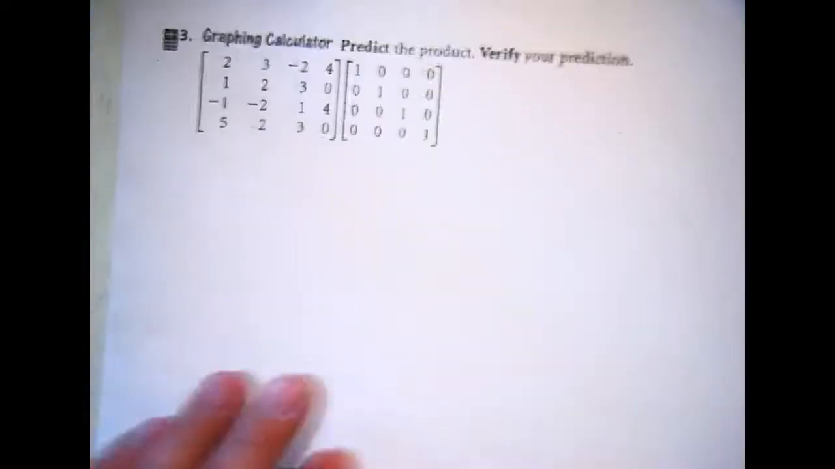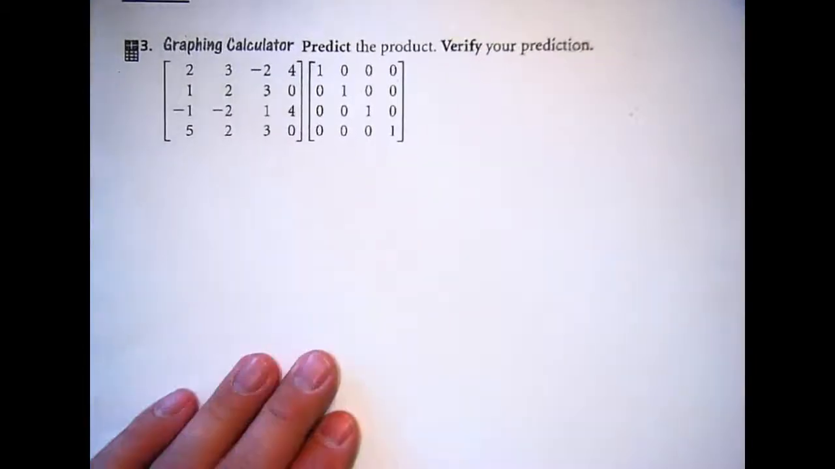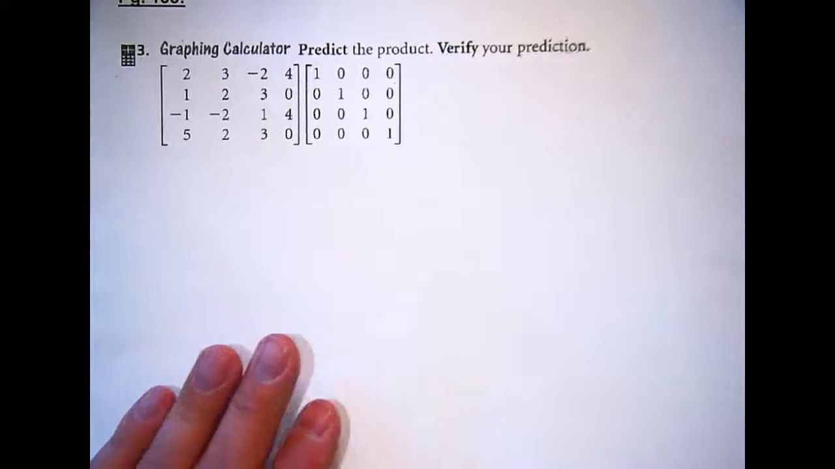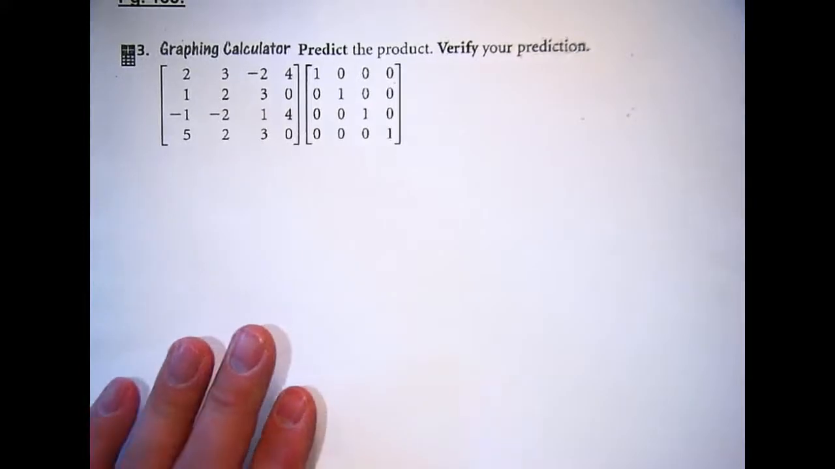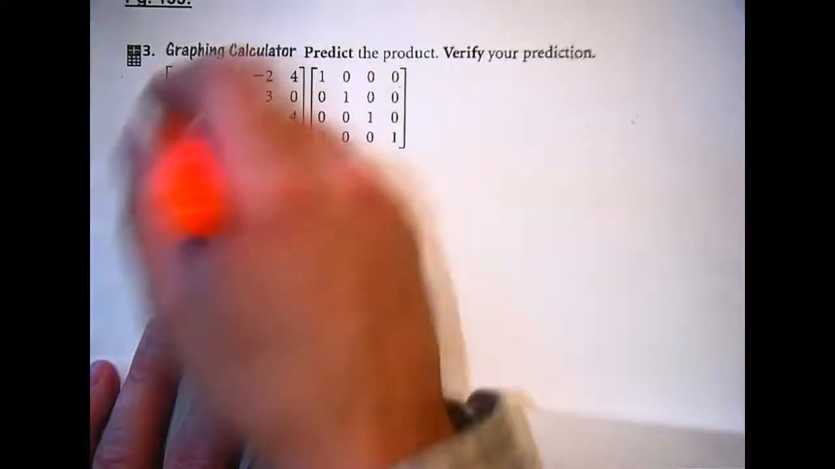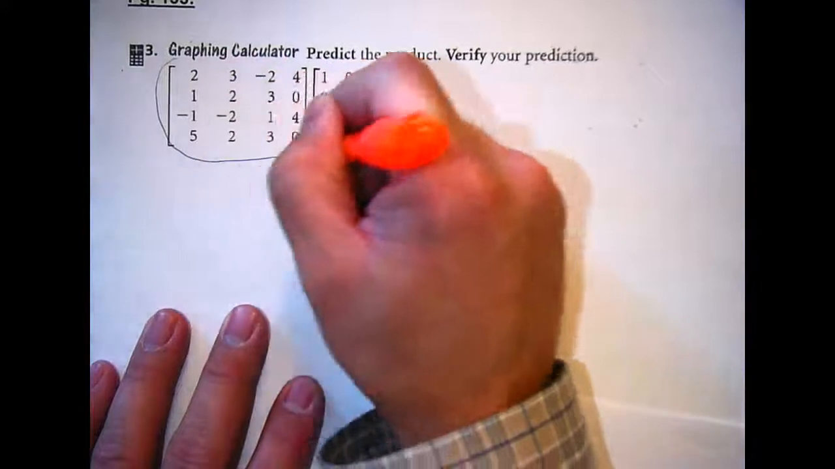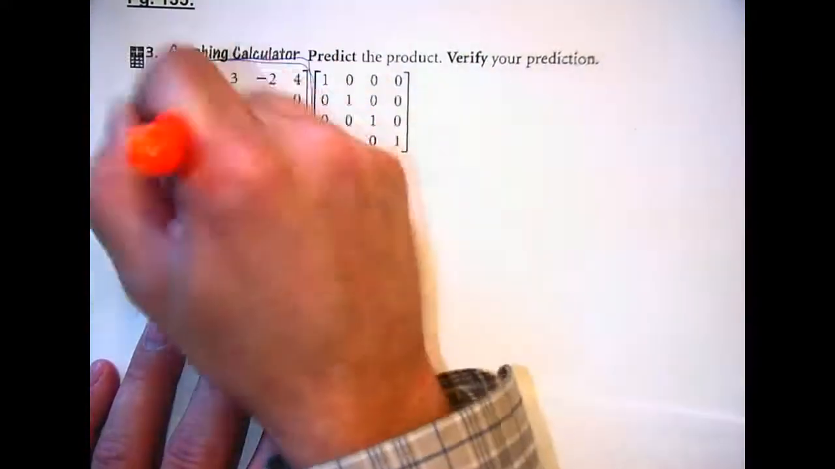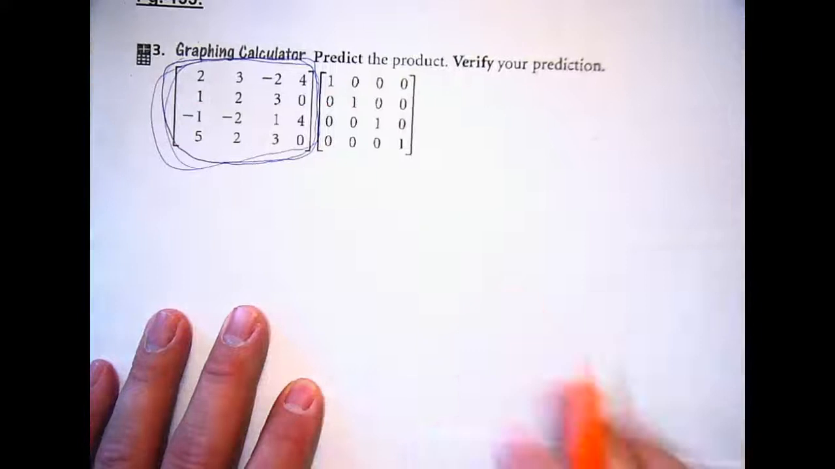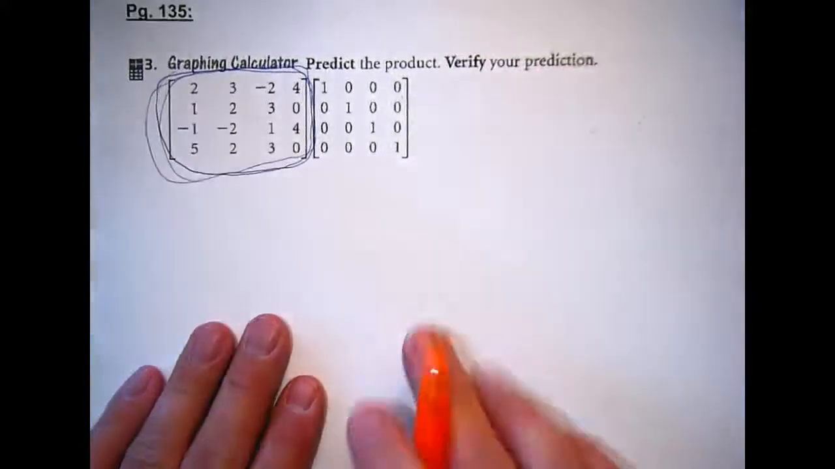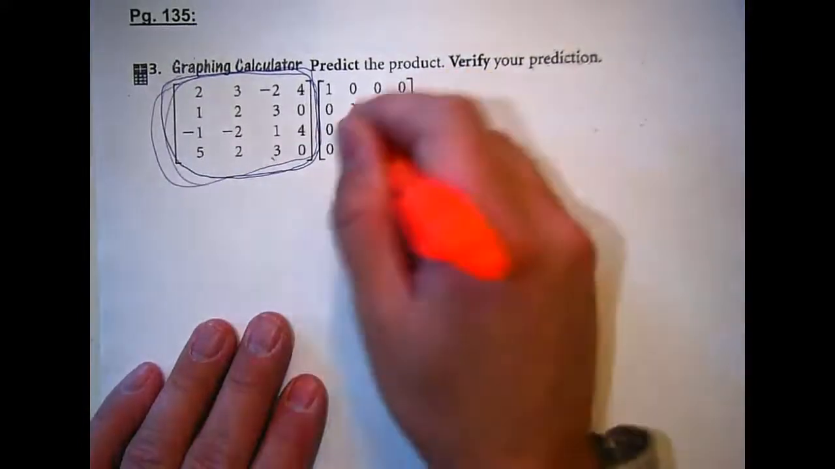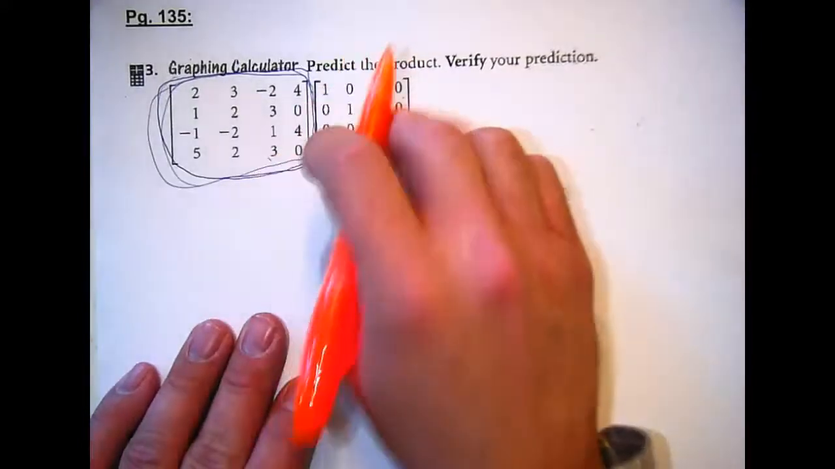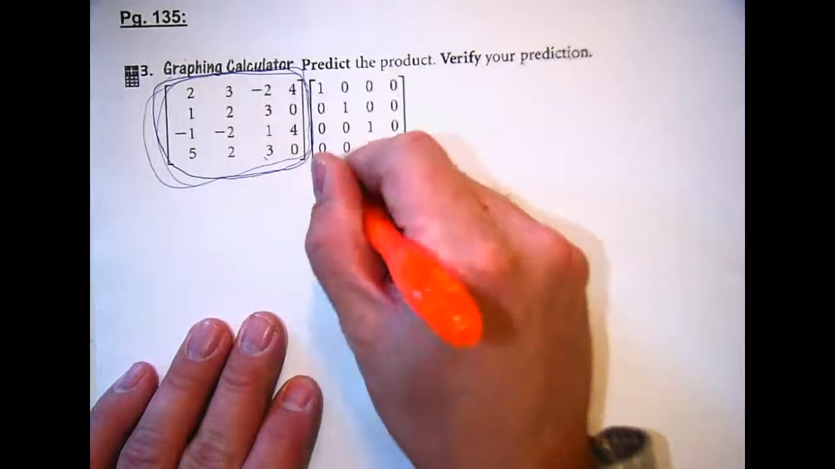So number 3, predict the product. What's the product going to be? 2, 3, -2, 4, 1, 2, and 3, so 0. Okay, good. Remember, prediction, let's just base it upon what you've already seen. So hopefully you predict that. You can verify it with your graphing calculator, but this is your product because you're multiplying by essentially 1. So this is your identity matrix.